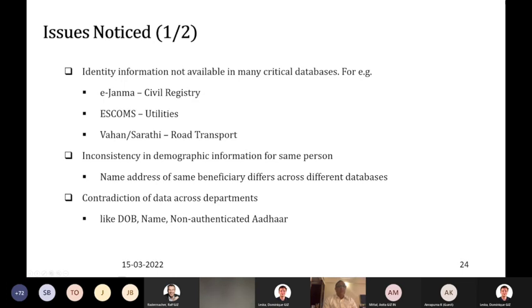national ID. And of course, these utilities, we give free irrigation pump sets. We give very subsidized power to ESCOMs, electricity companies. They don't have Aadhaar. Even today, they don't have Aadhaar. And similarly, this road transport vehicles, they also don't have Aadhaar. So we are kind of working with them.